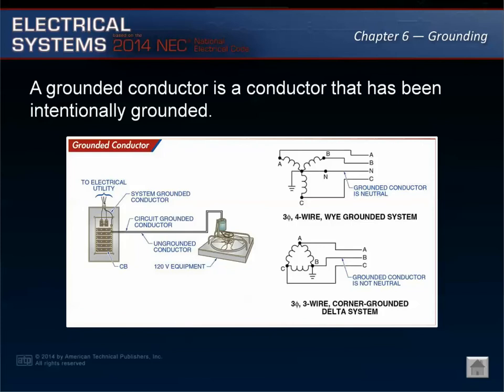A grounded conductor is a conductor that has been intentionally grounded. The grounded conductor can be a system conductor or a circuit conductor. The grounded conductor is commonly a neutral conductor. Not all electrical distribution systems, however, use the grounded conductor as a neutral. For example, corner grounded delta systems contain a grounded conductor that is not a neutral conductor. Therefore, it is incorrect to refer to all grounded conductors as neutral conductors, although that is the case in a majority of electrical distribution systems.